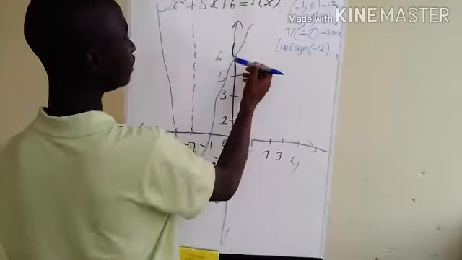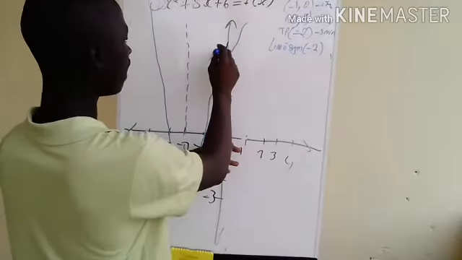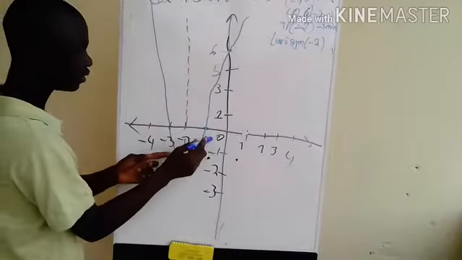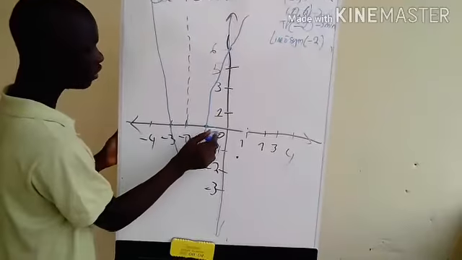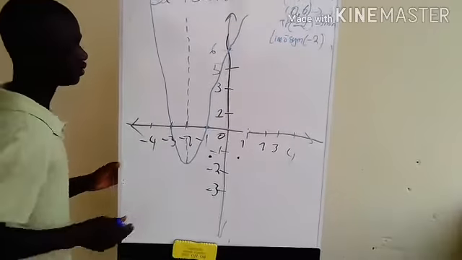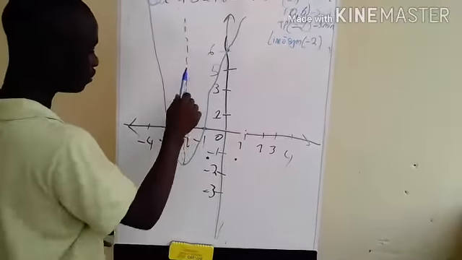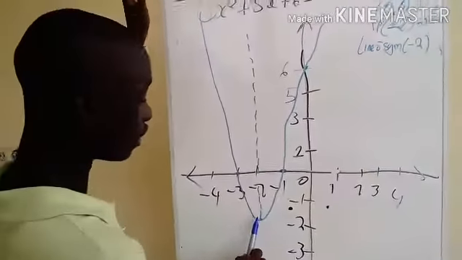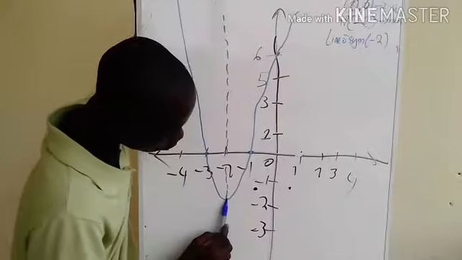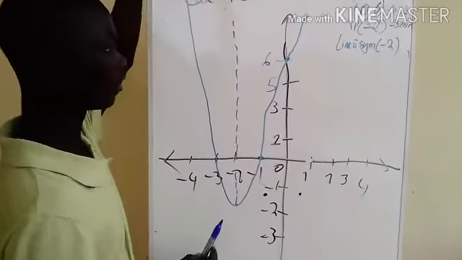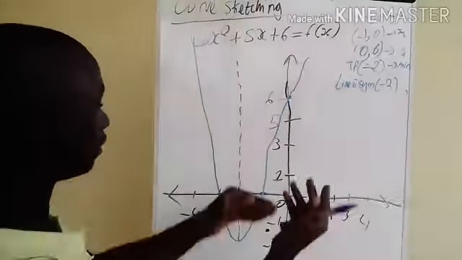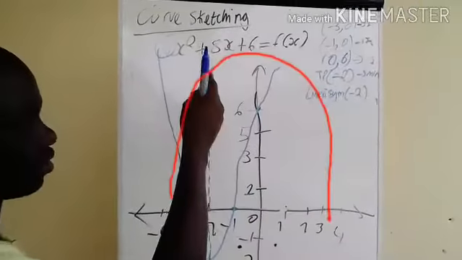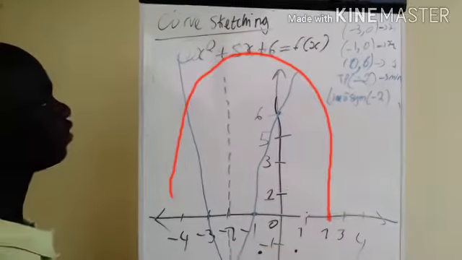We have our y-intercept: when the value of x is 0, the value of y is 6. The x-intercepts: when the value of y is 0, x is negative 1 and negative 3. Our line of symmetry cuts the curve at negative 2. And our minimum turning point is here, at negative 2. If this was a maximum turning point, the curve would have faced upside down. Okay, so this is all.